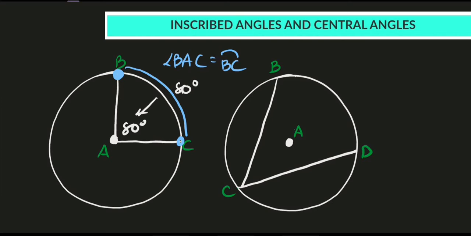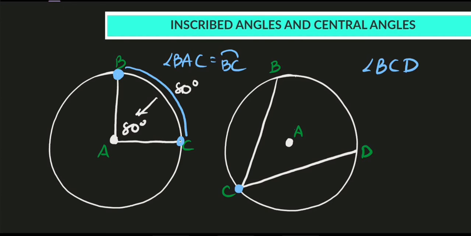Now, for the inscribed angle, again, an inscribed angle has its vertex on the circle itself. That means all of the points, the endpoints and the vertex, lie on our circle. For example, we have angle BCD for circle A. Since the vertex lies on the circle, that is automatically considered an inscribed angle.